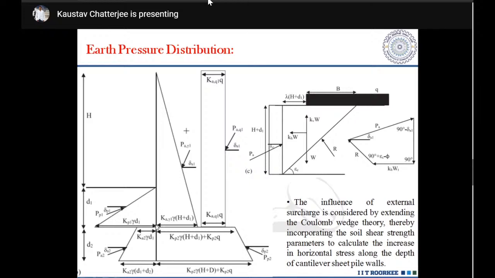Below the point of rotation, it is Ka2 gamma D1 on the top and Ka2 gamma D1 plus D2 at the bottom over here. Similarly, on this side, it is Kp2 gamma H plus D1 plus Kp2 into Q, and at the bottom Kp2 gamma H plus D plus Kp2 into Q. This represents the direction of my PP2, PA2, PP1 and PA1.